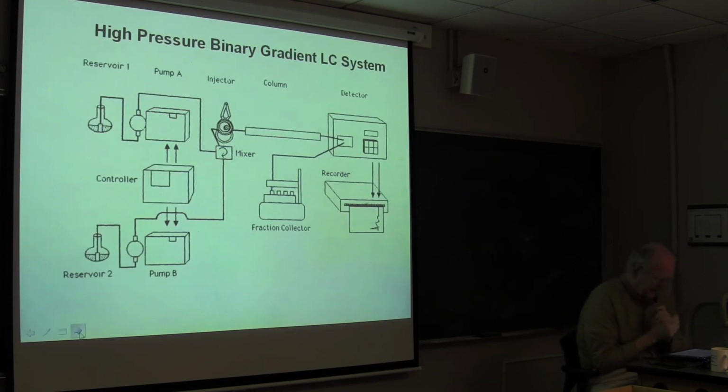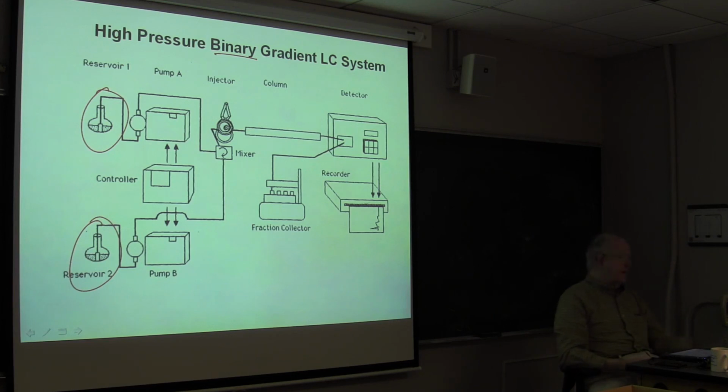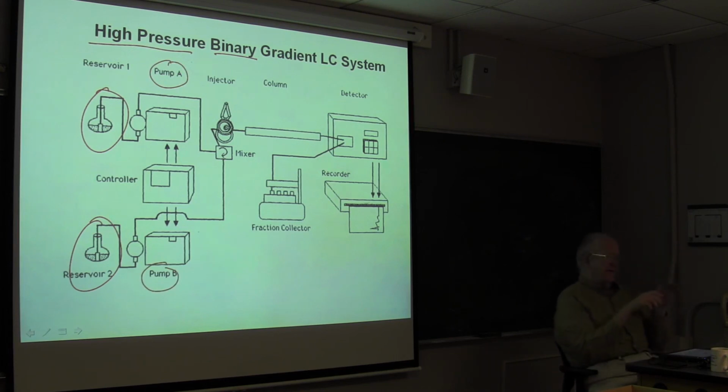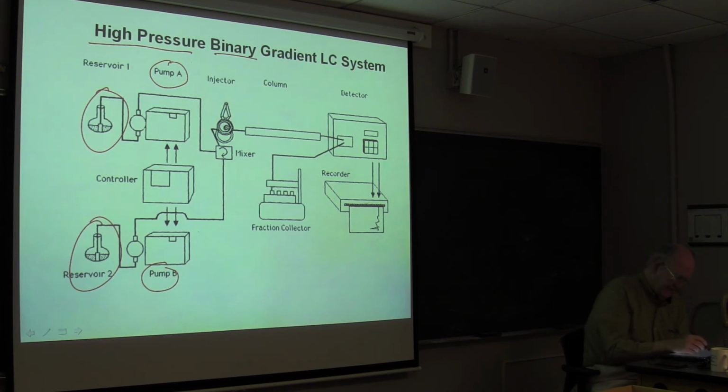Here's a gradient instrument, and this is called a binary gradient because there's this solvent and there's that solvent. So we've got two solvents. So it's kind of limited because you can only mix two solvents. And this is called a high pressure binary gradient system because we have high pressure pump A and we have high pressure pump B. And they're both pulling a certain flow rate of liquid out of their individual reservoirs. And the fluid that comes out of here is at high pressure, and the fluid that comes out of there is at high pressure.